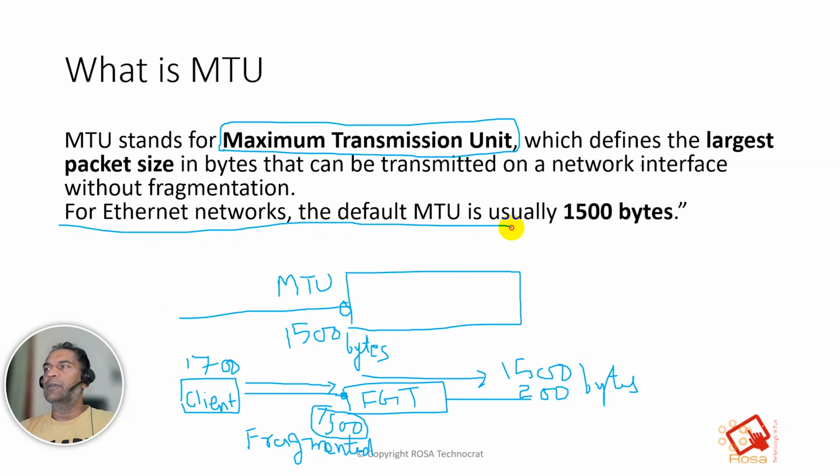For Ethernet networks, the default MTU is usually 1500 bytes for all networking components, be it Cisco, Palo Alto, or anyone. Generally all the networking components have a configured value of 1500. There are various applications which require a higher frame size or higher packet size due to the application demand, or they want to send bigger packets rather than small chunks of packets fragmented in the network. They need to send bigger packets.